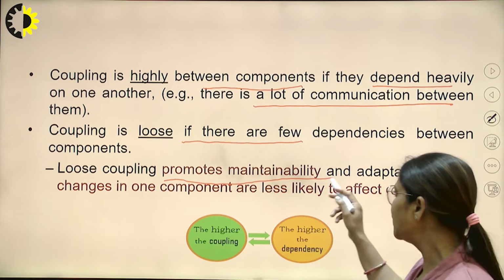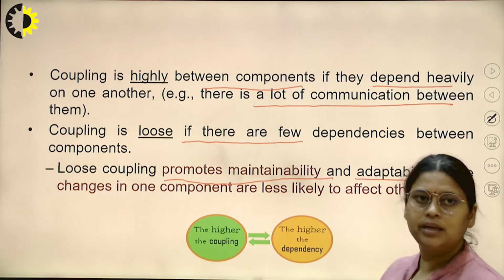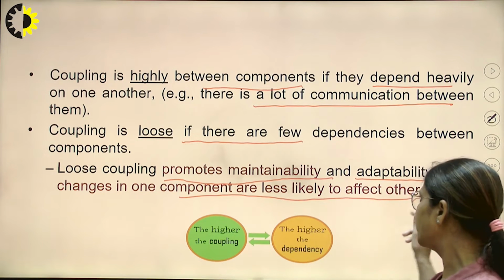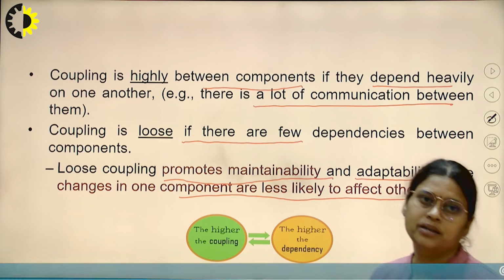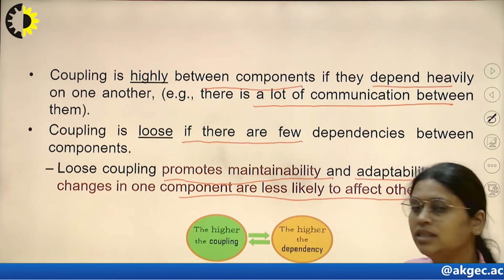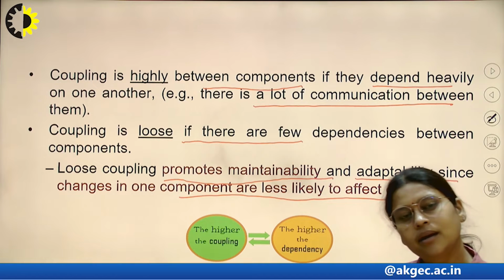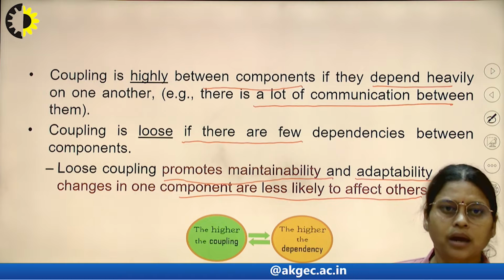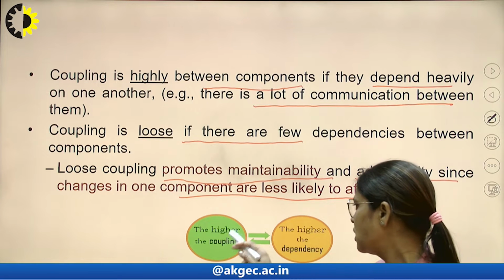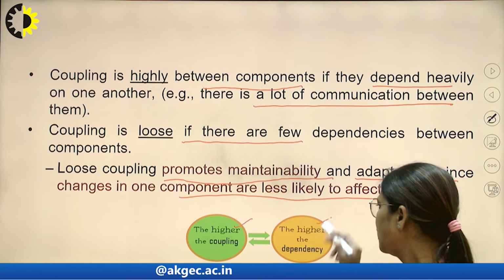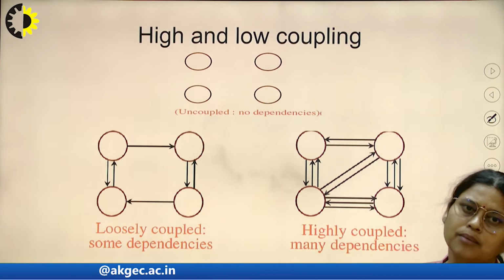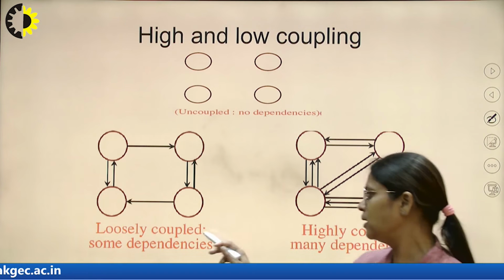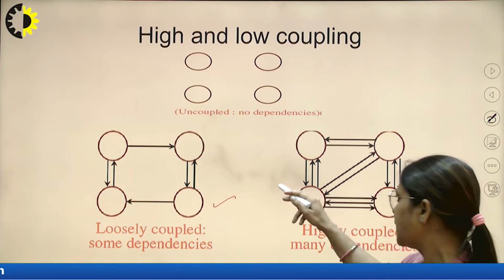Loose coupling promotes maintainability and adaptability, since changes in one component are less likely to affect another. It means if we change one module, there will be only a minimal change in the other module. The higher the coupling, the higher the dependency, and the lower the coupling, the lower the dependency. So basically this is loose coupling, and this is high coupling.